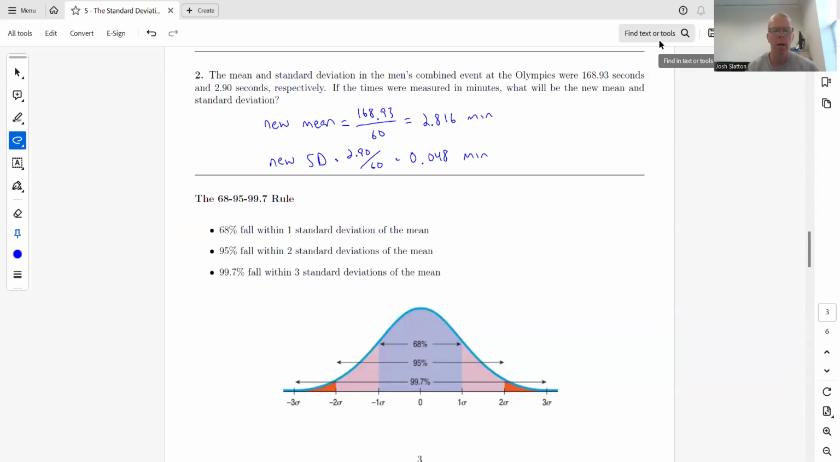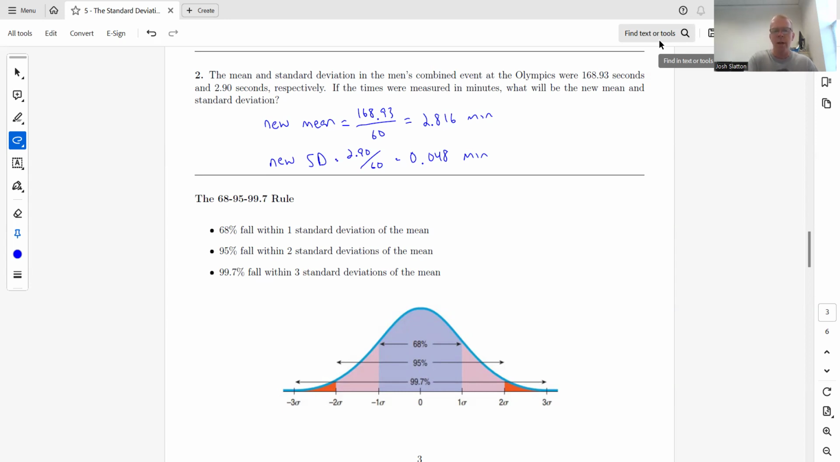In this part, we're going to start looking at how to calculate some probabilities and percents using what's called the normal model. And the first way to do this, and it is a very basic way, and it's kind of just a way to estimate these things, is called the 68, 95, 99.7 rule.